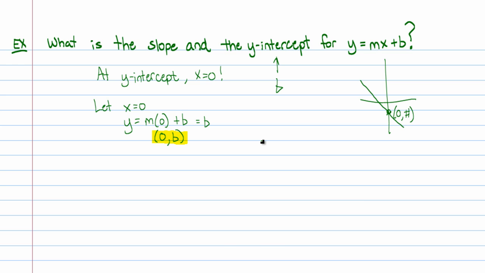Now somebody could say, well, what if b is 10? Then you would say, well, the y-intercept has to be 10. Well, what if b is pi? Well, then the y-intercept has to be pi. Now let's answer the first part of this.